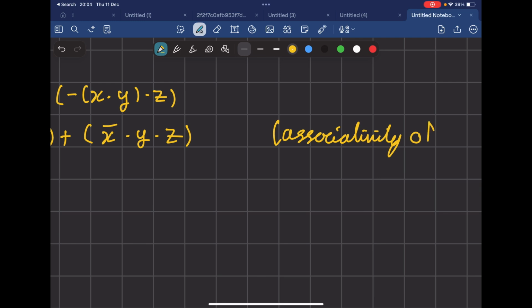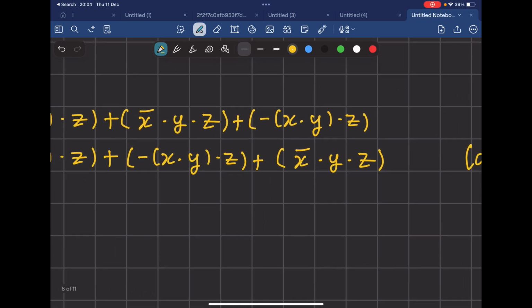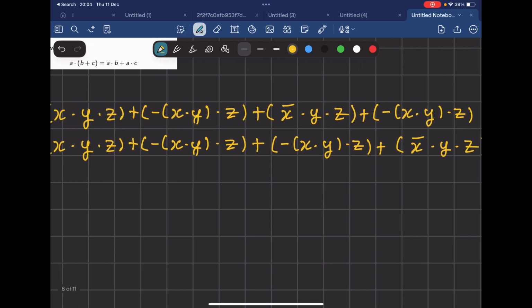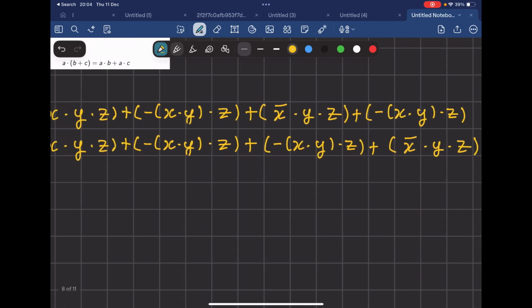Associativity of plus. Okay, and now we have these two things together. So we can use idempotency. So the law that A plus A equals A. So essentially just removing one of these two things. So let's just do that.